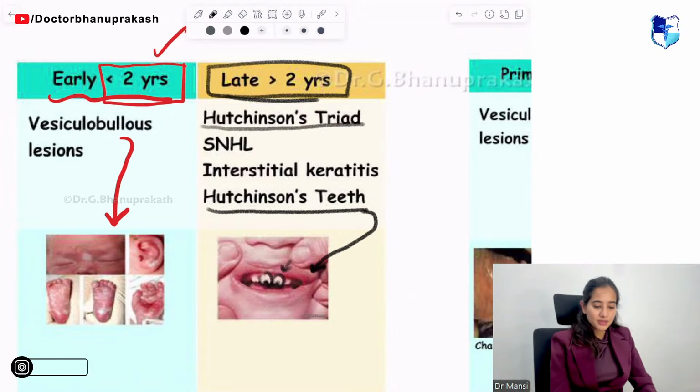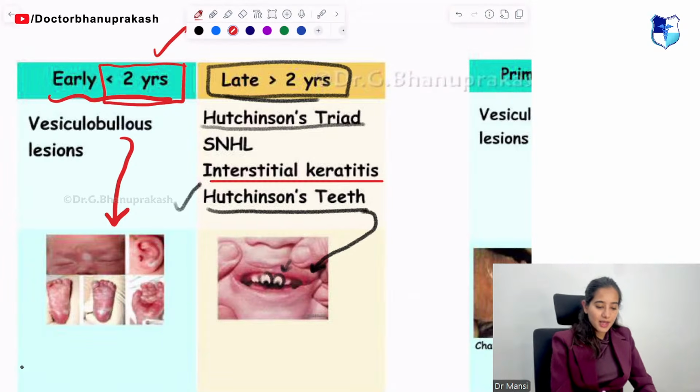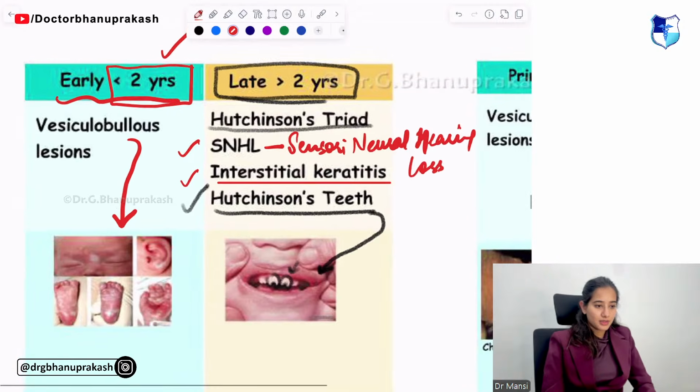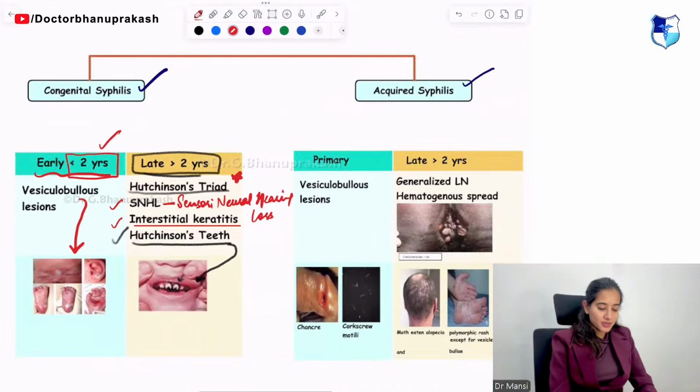So in Hutchinson's triad, one is Hutchinson's teeth, which look like this in the image, and then there is interstitial keratitis and sensorineural hearing loss. Yes, the notched teeth appearance, and hearing loss is there in the patient. So you have to remember Hutchinson's triad for congenital late syphilis.